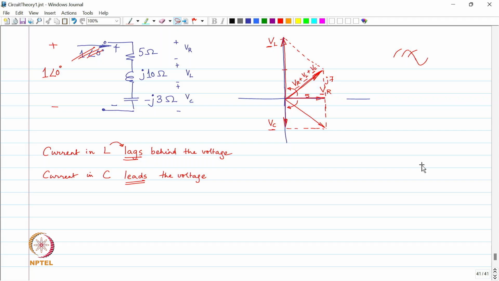We will have to rotate it by redrawing. I will have to redraw the whole thing, but what I am trying to do now is draw the axis in this fashion. This is going to be my axis. I am redrawing the axis aligning with which one? Total vector. Okay. So, VR plus VL plus VC is going to be aligned over here.